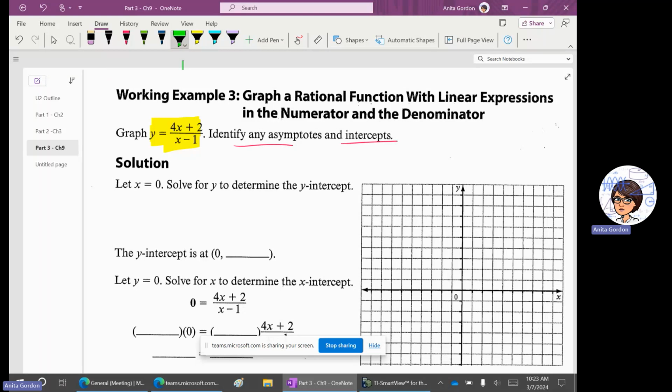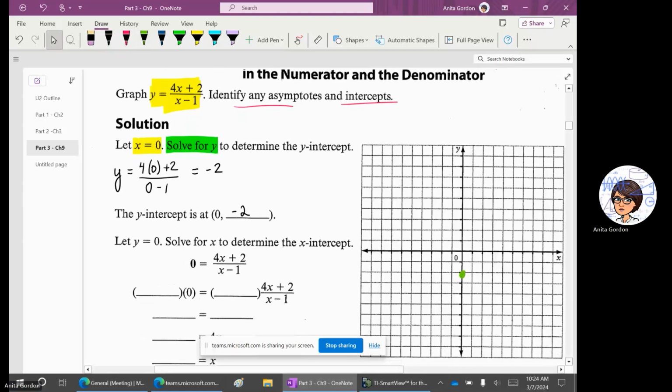To find my y-intercept, I simply make x equal 0. I take my function and substitute 0 for x, and then I simplify. The top gives me a 2 and the bottom gives me a -1. So that means my y-intercept is at (0, -2), and I can plot that on the graph right there.